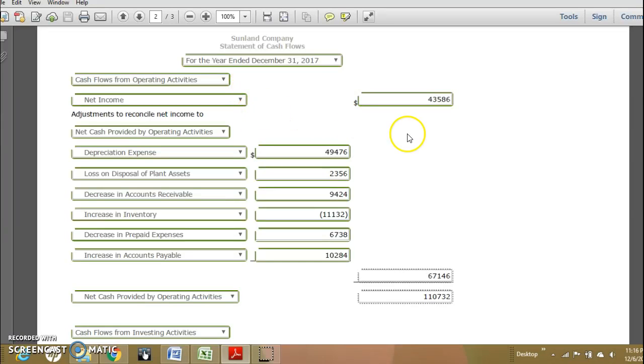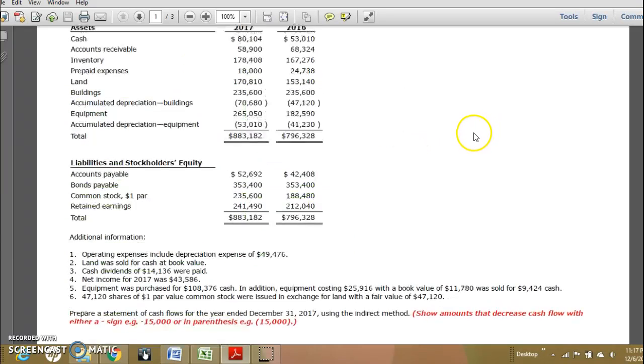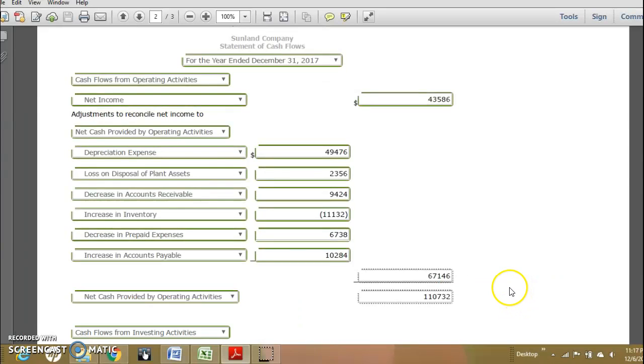First, we have the net income of 43,586. So as you can see, there's already the answer here. I have done this earlier, actually yesterday, and let me show you how I got that number. Let me go back up right here. The net income is provided in the additional information in item number four: 43,586 for 2017.